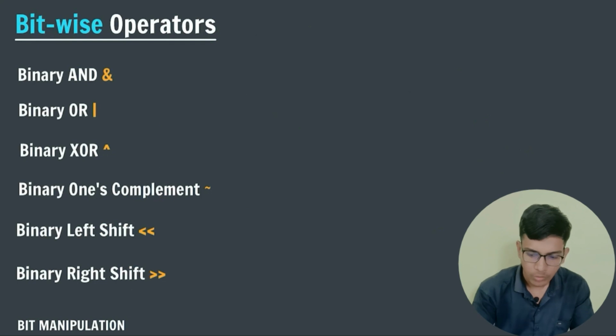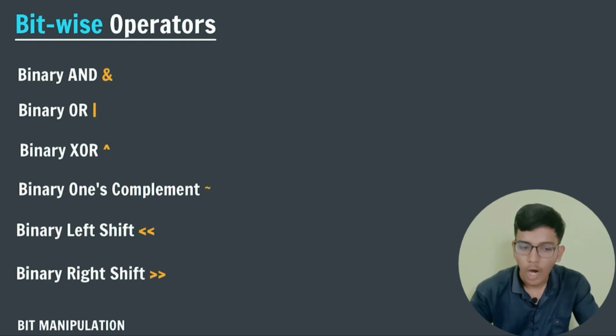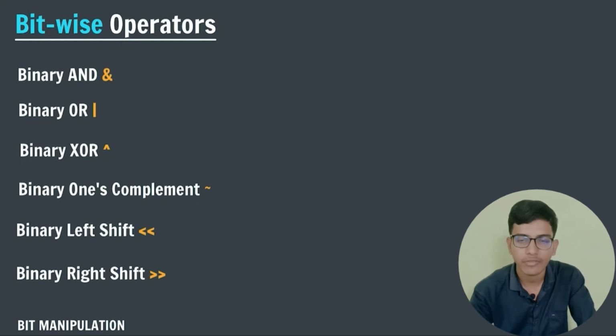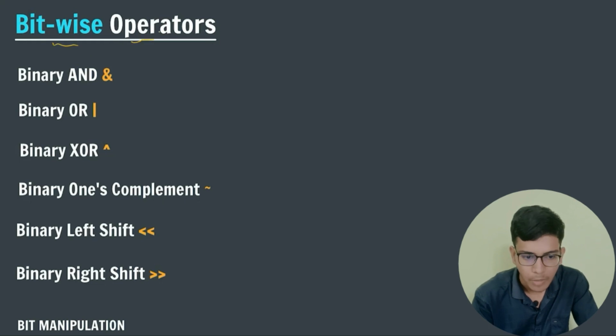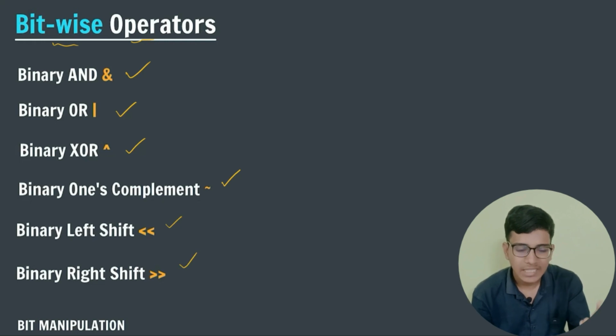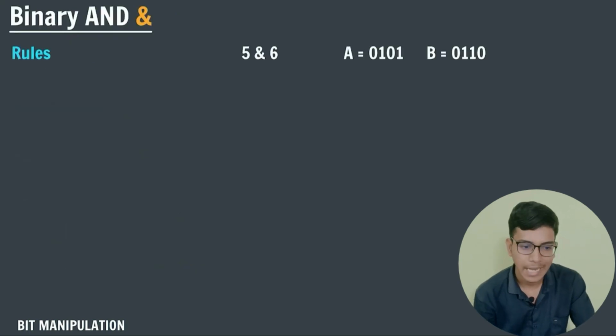Now let us dive into bit manipulation operators. There are some operators which we are going to study in detail with examples, and we are going to study how they behave and what rules we have to follow. In bitwise operators, there are operators like binary AND, binary OR, binary XOR, binary one's complement, binary left shift and right shift. We are going to study in detail what binary AND is, what binary OR is, what one's complement, left shift and right shift are, and what the rules for them are. Now let us start with binary AND.